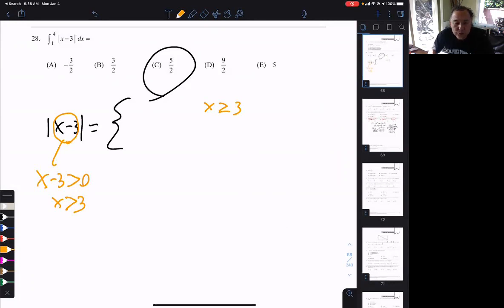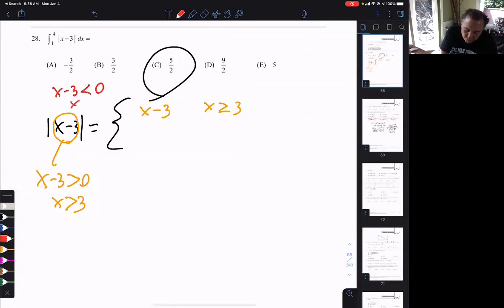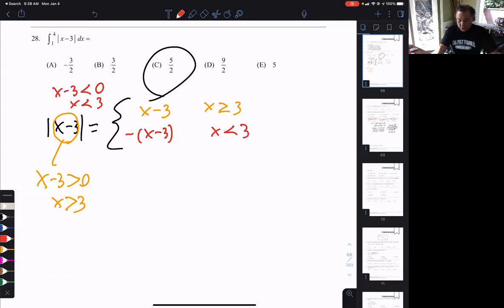What does the absolute value do to a number that's positive or 0? It does nothing. So the function is going to equal x minus 3 if it's positive or 0. It's not going to change. But what happens when x minus 3 is negative? Or in other words, when x is less than 3? The absolute value takes a negative number and makes it positive by taking the opposite of it. So I'm going to take the opposite of x minus 3 whenever x is less than 3. So those are my two functions, and it changes at 3.